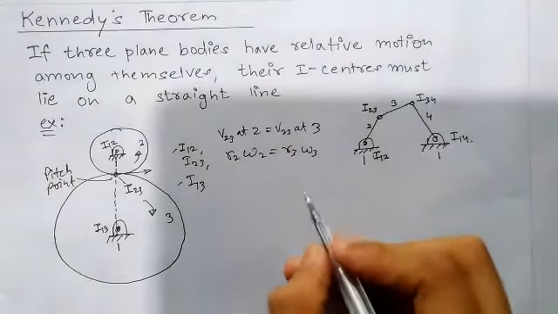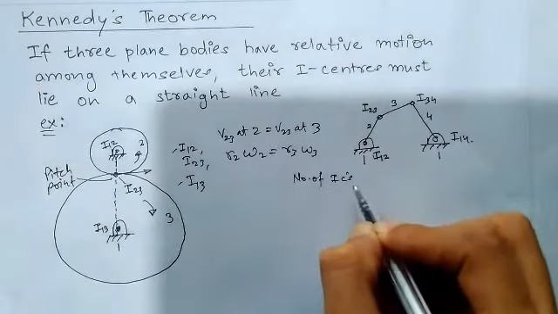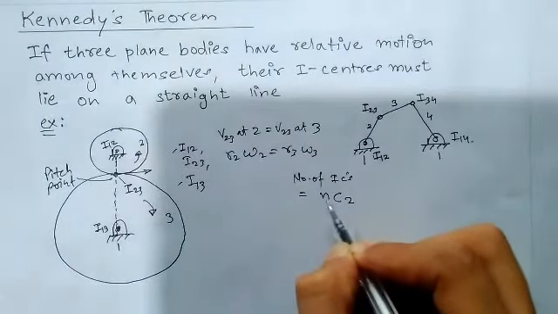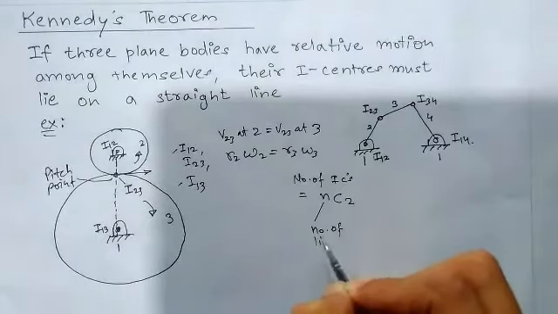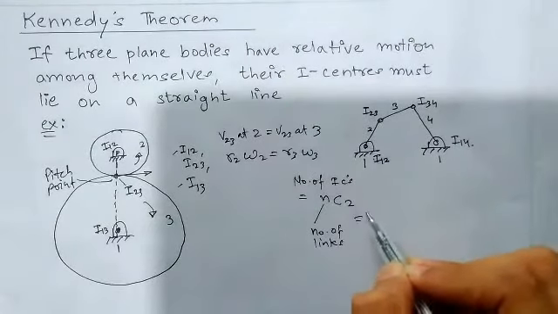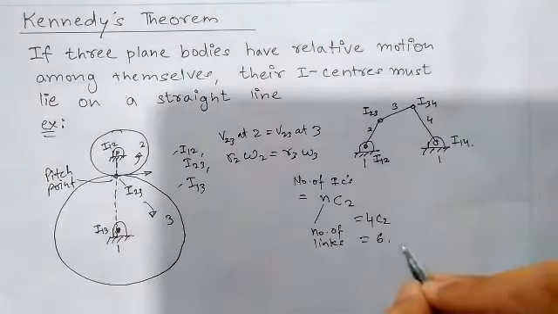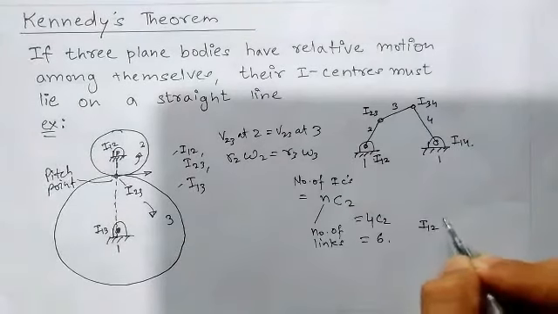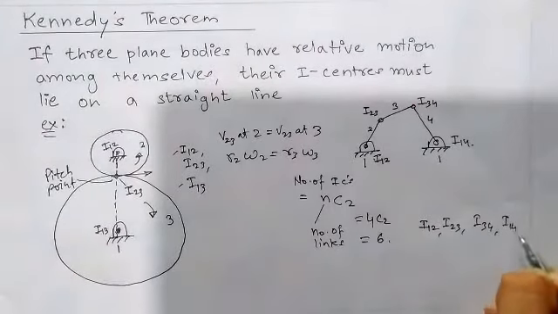Let me give you information about the number of ICs formula, which is equal to NC2, N combination 2, where N is the number of links in the mechanism. In this mechanism we have 4 links, so it is equal to 4C2, which is equal to 6. And what are those 6 ICs? We have links 1, 2, 3, 4. So I12, I23, I34, I14.